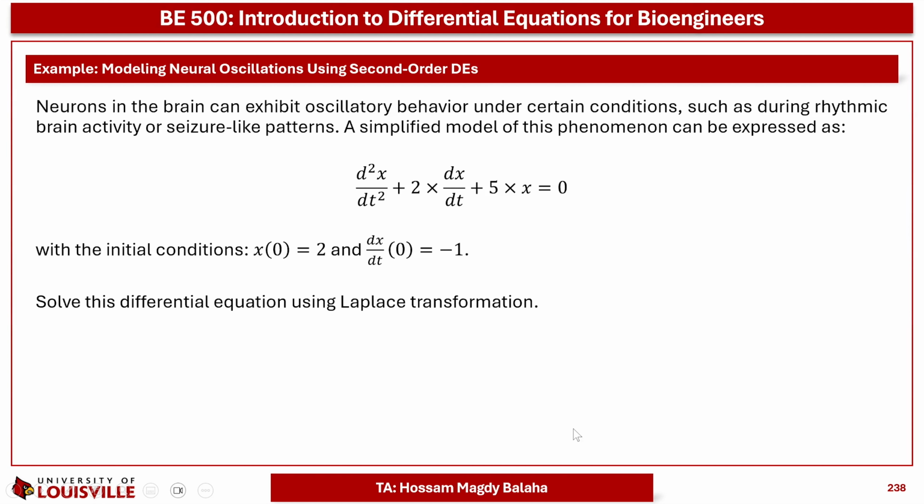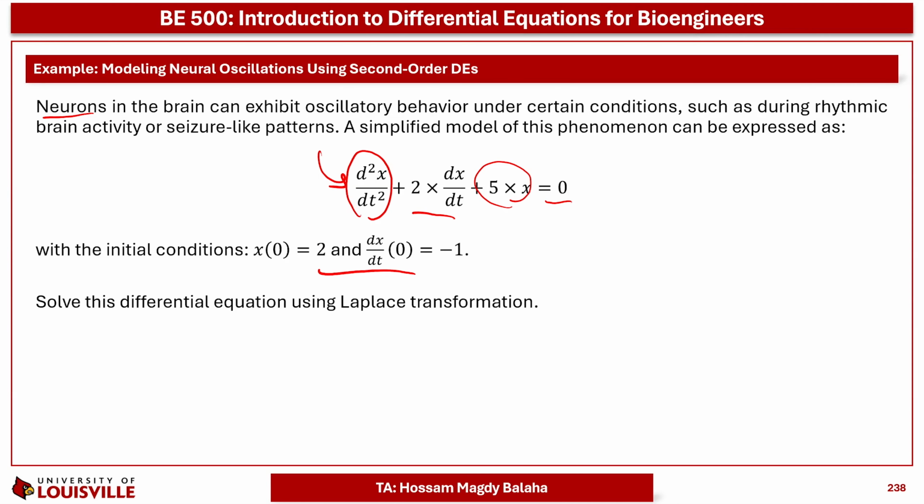Now let's deal with another example that refers to modeling neural oscillations using second-order differential equations. The problem statement says neurons in the brain can exhibit oscillatory behavior under certain conditions, such as during rhythmic brain activity or seizure-like patterns, and a simplified model of this phenomenon can be expressed as this equation: the second derivative plus 2 multiplied by the first derivative plus 5x equals 0. And we have these initial conditions. So we need to solve this differential equation using Laplace transformation.